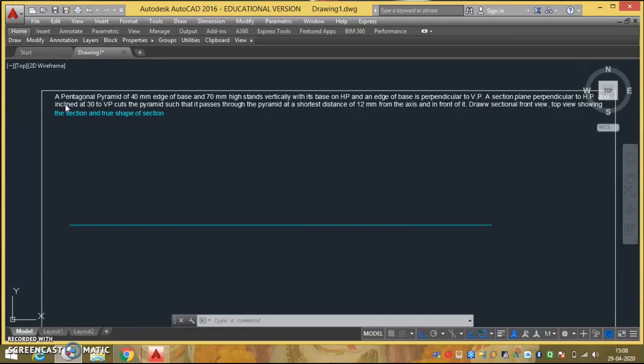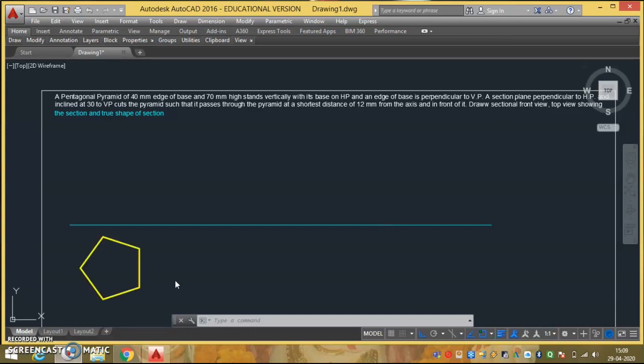So the solid we are going to consider here is a pentagonal pyramid. The base is 40 mm, axis height 70 mm, and resting on HP. So the pentagon will come on HP and the triangle will come in VP. The base edge is perpendicular to VP. The pentagon you have to keep in such a way that one of the base edges is perpendicular to VP. So this is the first case.